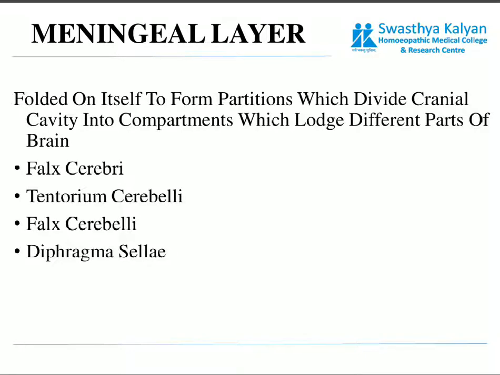Next is the meningeal layer of the dura mater. This layer is folded on itself and forms partitions which divide the cranial cavity into various compartments, and they lodge the different parts of the brain. These foldings of the meningeal layer of the dura mater are the falx cerebri, the tentorium cerebelli, the falx cerebelli, and the diaphragma sellae. We'll discuss them in detail one by one.